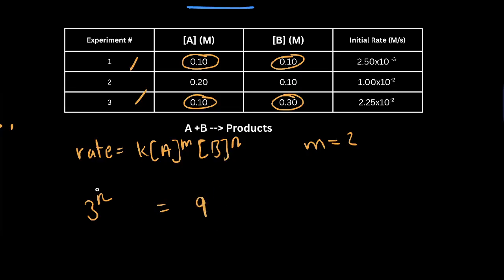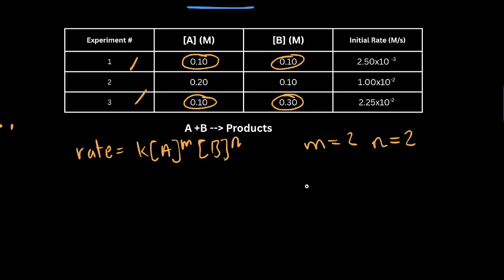So what 3 raised to what power gives us 9? Well, that is going to be 2. 3 squared is 9. And so our value of n is going to be 2. So here, coincidentally, the orders of the reaction with respect to each of the reactants happens to be the same. This is not something that will always happen, so don't be expecting that, or if you get a different value, don't think that you're wrong necessarily. So this is then going to be what we're given here.